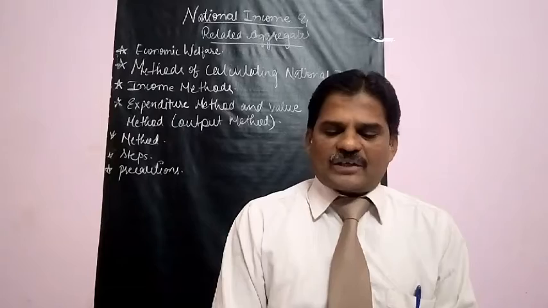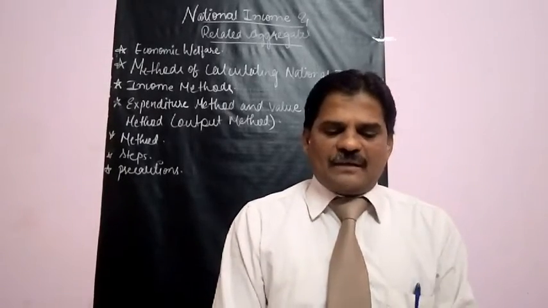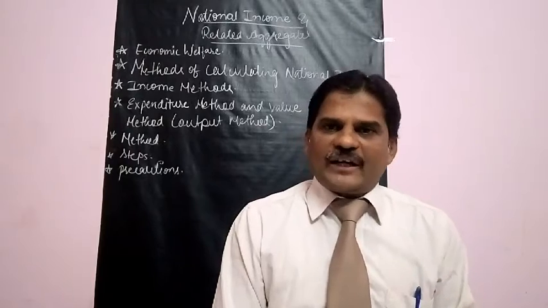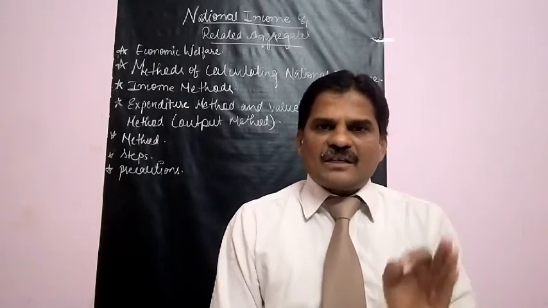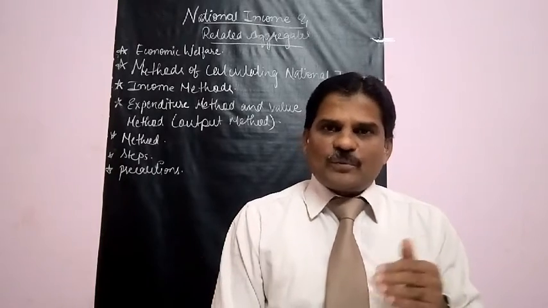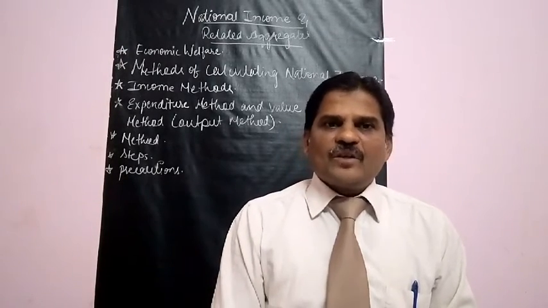Second step, estimate the following expenditure on final products by all economic units. In this, again, there are four subdivisions. First one, private consumption expenditure, PFCE, private final consumption expenditure. It should be included. Now, government final consumption expenditure, GFCE. Third one, gross domestic capital formation, GDCF.